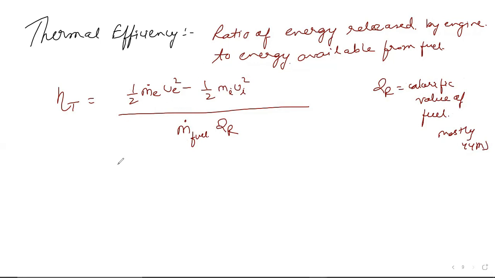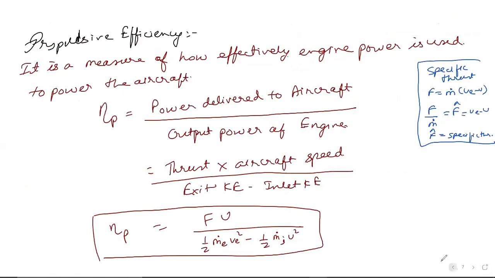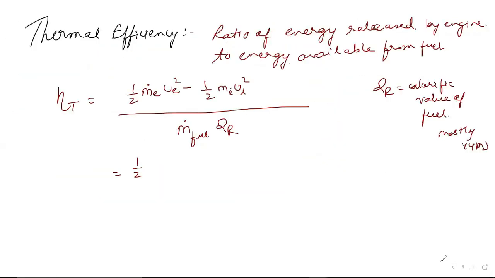Now, if you solve it, it will be m_f at exit. Since fuel is there, we will not add here. Let me show you here. Suppose this is the engine. What is coming in here is basically m_i. Then here is the compressor, then the combustion chamber, and then the turbine.